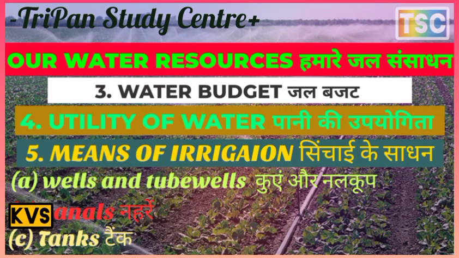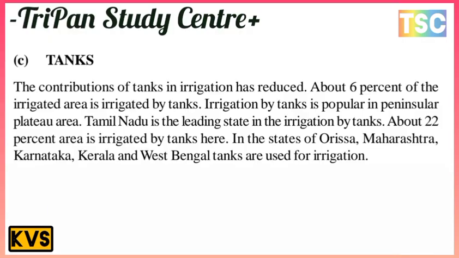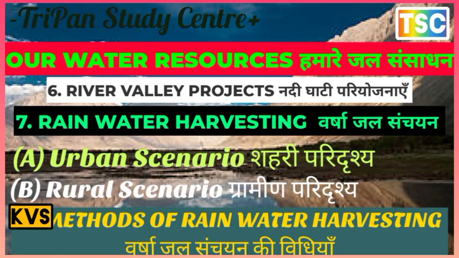The next, tanks. The contribution of tank irrigation has reduced. About 6% of the irrigated area is irrigated by tanks. Irrigation by tanks is popular in the peninsular plateau area. Tamil Nadu is the leading state in irrigation by tank. About 22% area is irrigated by the tank here. In the states of Odisha, Maharashtra, Karnataka, Kerala and West Bengal, tanks are used for irrigation. There is an important. Our next topic is the most important here, river valley projects.